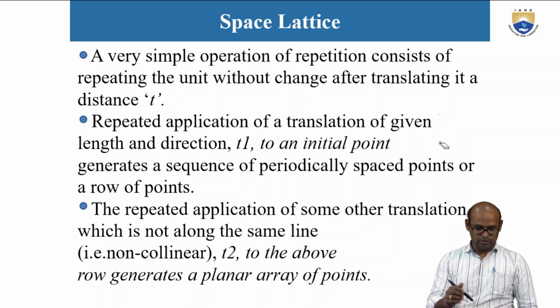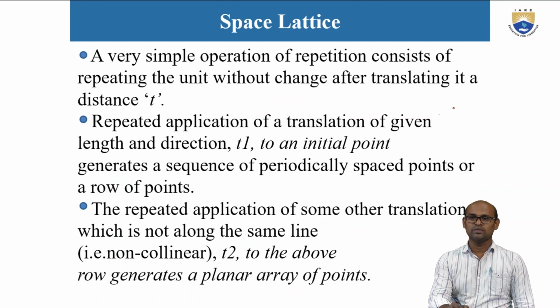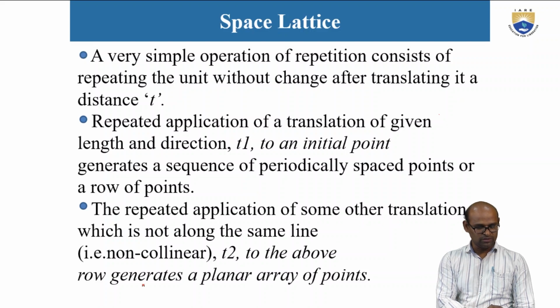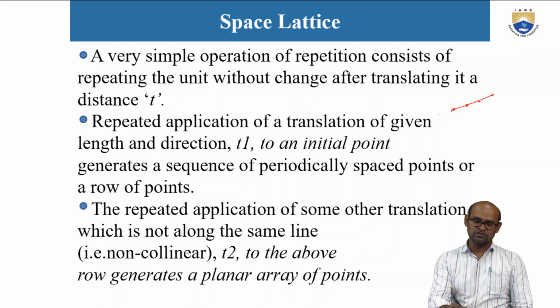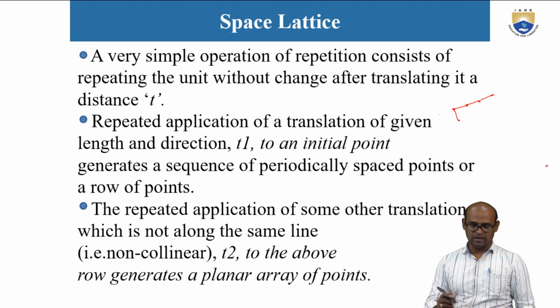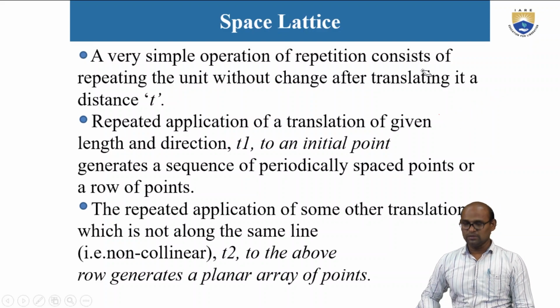Right. So now I am going to apply this repetition, a third translation, not in the same plane. In the beginning, we started from an initial point and generated a row of points. Then I applied the translation not along the same line, but in another line. That is how I've generated the plane of points, or planar array of points, a two-dimensional array of points.